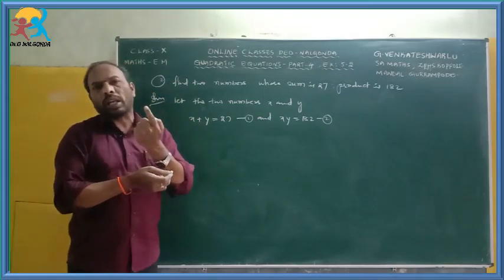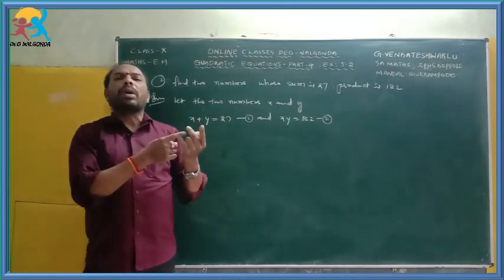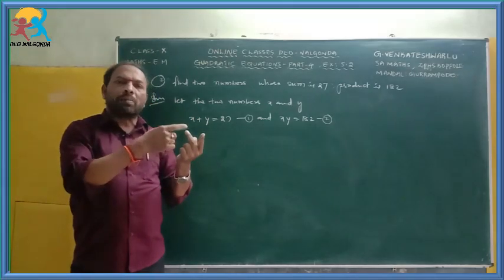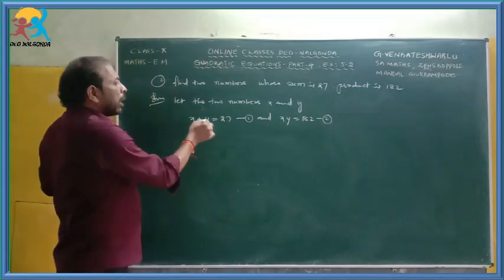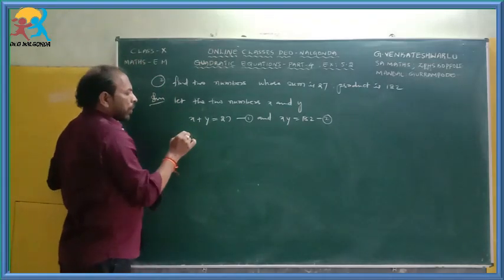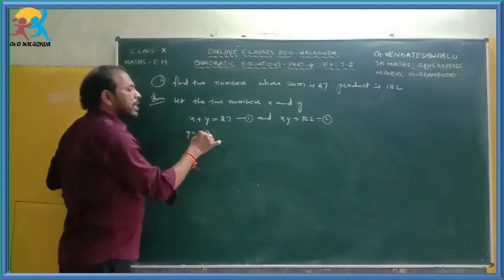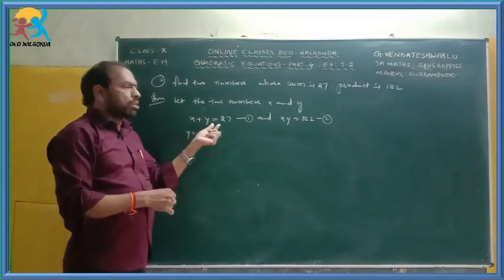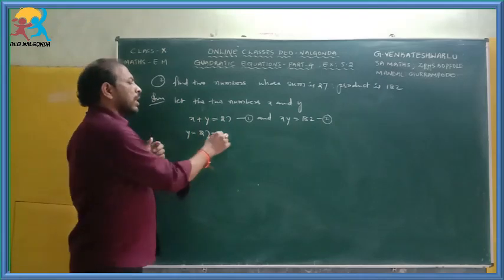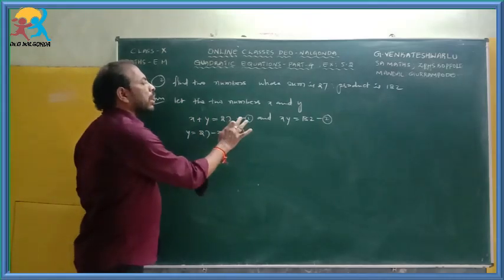So here we need a quadratic equation in terms of a single variable. That is, the general standard form of a quadratic equation is ax square plus bx plus c, which contains a single variable x. That's why, eliminating the variable y, y is equal to 27 plus x, transposition is minus x. Here y is equal to 27 minus x. Here it is from the first condition.